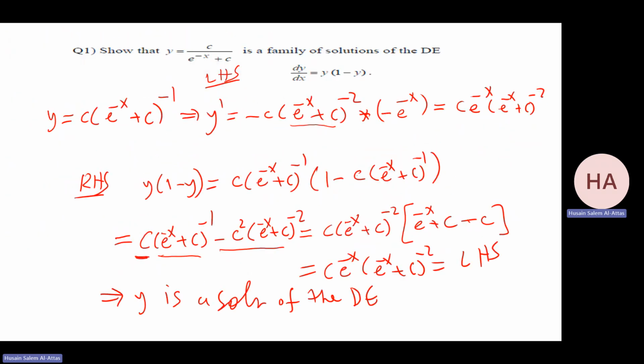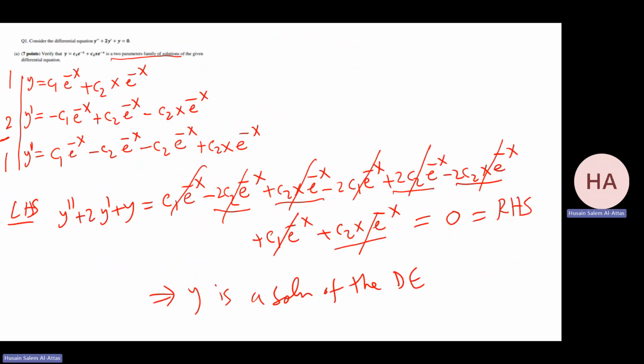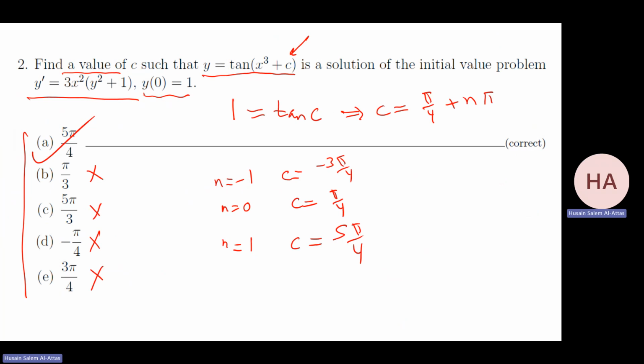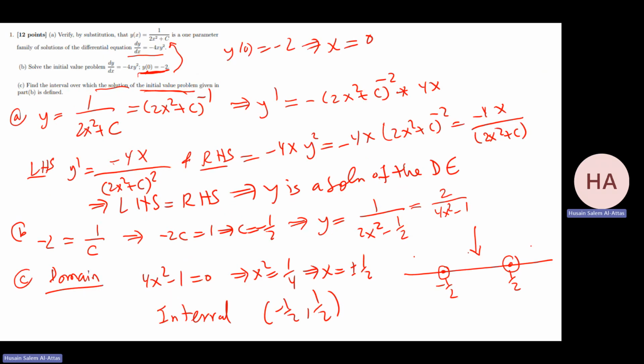I think we did it here. No need to. Lately, we're using the same problems in the book. Yeah, which is this one. The same problem exactly. y at 0 equal 1. Yeah, is it?